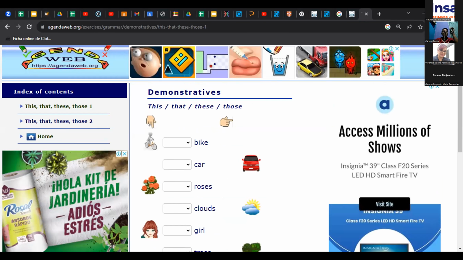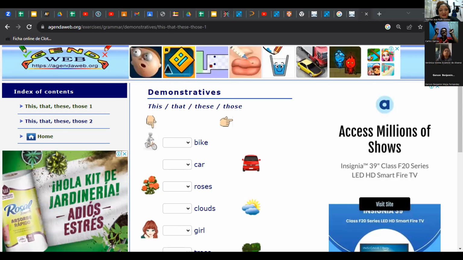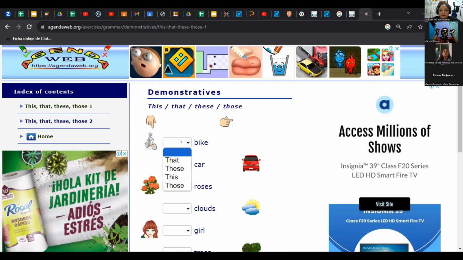So this will be like a singular, all right? Things that are near or far. What do you think this represents? Near. Near, all right. So pay attention. For example, here, which one is the answer? This or that? Pay attention to the little hand. It is this. Okay? This. Now, this bike, ¿cómo diríamos esta bicicleta es blanca? How do you say that in English?